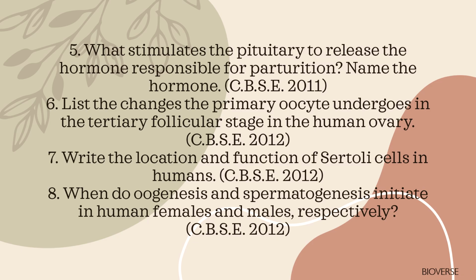Question 6. List the changes the primary oocyte undergoes in the tertiary follicular stage in the human ovary. Answer. In the tertiary follicular stage, the primary oocyte completes the first meiotic division to form a secondary oocyte and a first polar body. The follicle also develops a fluid-filled cavity called the antrum.